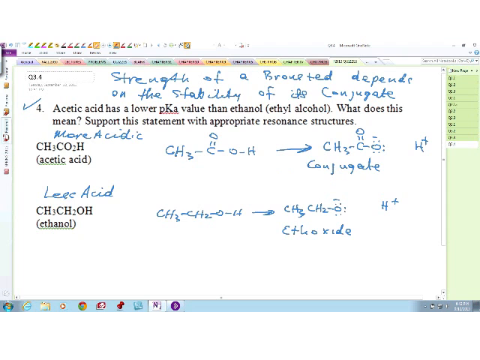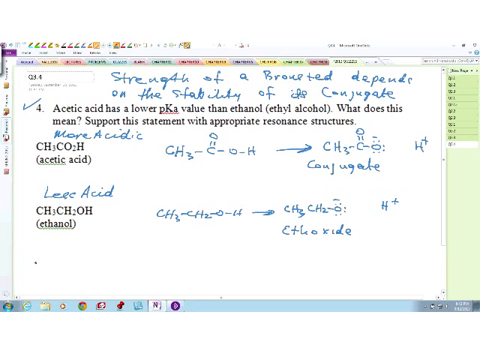So the answer to that, we have got to say that the conjugate base of acetic acid is more stable than the conjugate base of ethanol. Then the next question is, why is the conjugate base of acetic acid more stable than the conjugate base of ethanol? Does anybody know? Yes, Lona. Because the conjugate base has resonance. Exactly. Because we could stabilize the conjugate base of acetic acid with resonance.